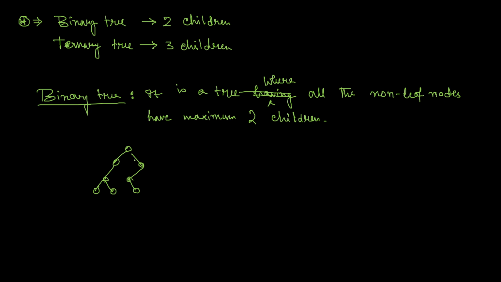I'm sorry, 0 children is not possible, because if there are 0 children, it becomes a leaf node. Something like this. All these nodes are leaf nodes, right? Because they contain no children. That's why it is given that all the non-leaf nodes have a maximum of 2 children, not more than that. So if by any chance you find a situation like this, it is no more a binary tree.